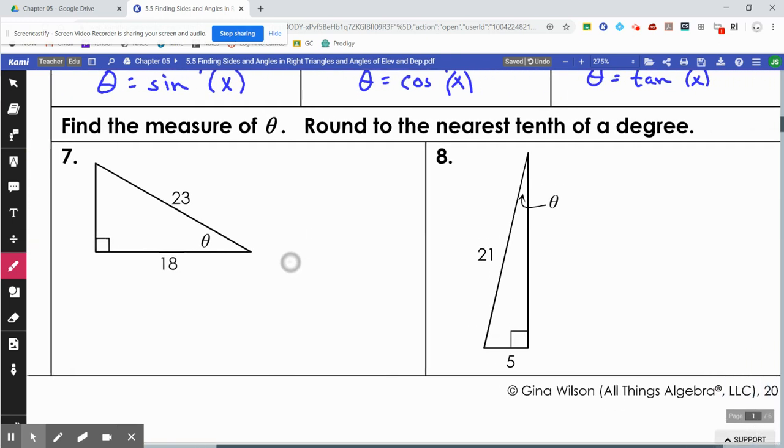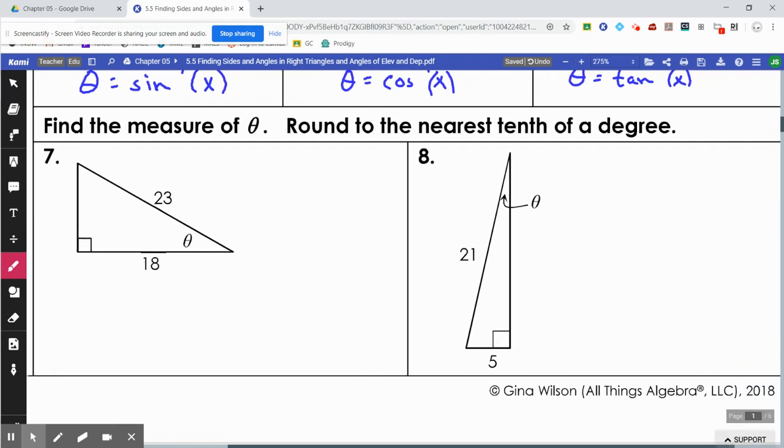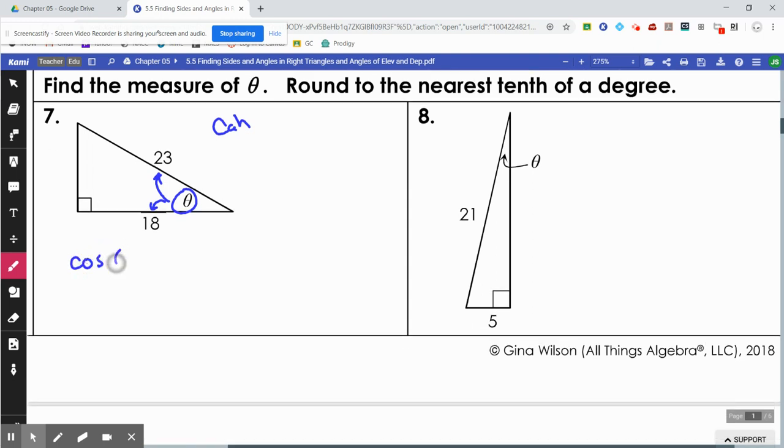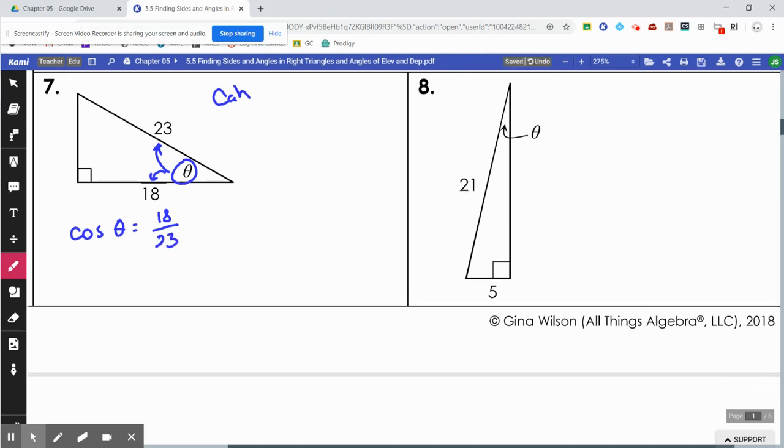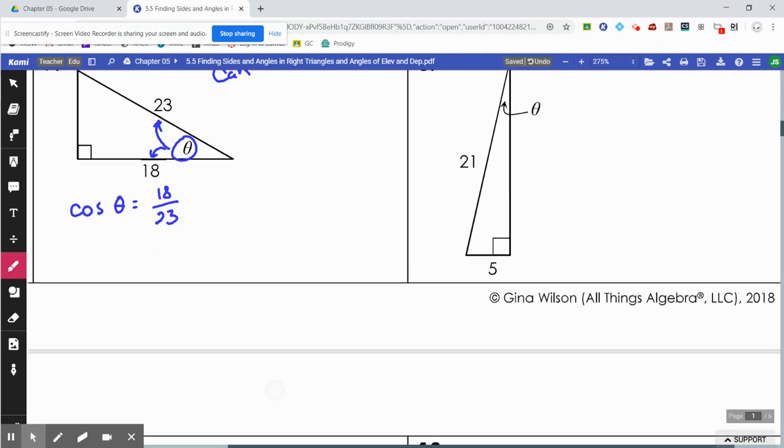So let's give you an example. Find the measure of theta. Step number 1, do the same thing. Here's my angle. I'm dealing with hypotenuse and adjacent. That's a cosine problem. The cosine of my angle is equal to adjacent over hypotenuse. Now the next step, how do I get theta? You mark out cosine and you move it to the other side. The way you move it to the other side is turning it into the inverse cosine. So we're going to find the inverse cosine of 18 over 23.